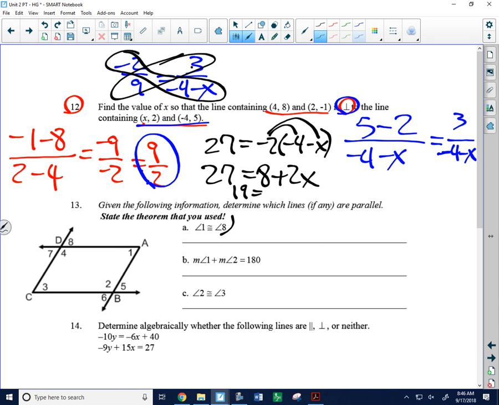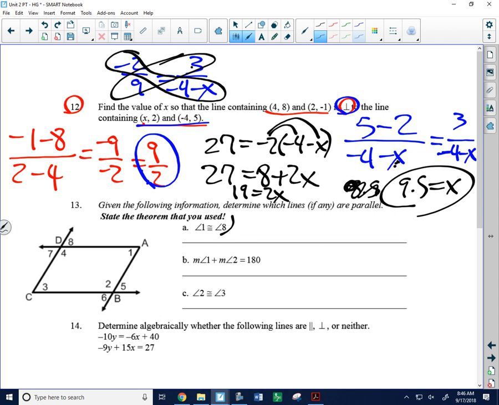Subtract 8, you get 19, and divide by 2. And that's 9.5. I think I probably wrote mine as 19 halves, which is 9.5. So if x were 9.5, it would have made this one over here negative 2 over 9, an opposite reciprocal. Okay, good. Questions on 12?